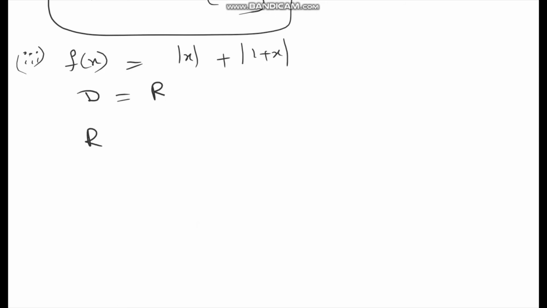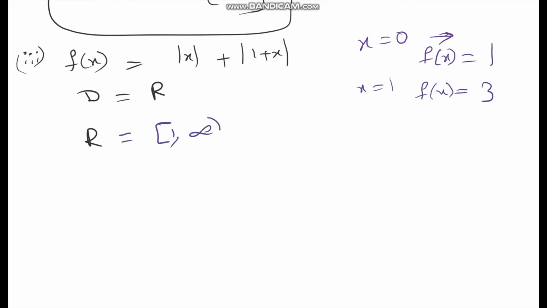And coming to range, if I put negative values, then the output is always positive. If I start with x equals 0, then f(x) will be equal to 1. And if x equals 1, f(x) is 3. So from 1 to infinity, I'll be getting the output. So range equals 1 to infinity. Even if I put the negative values here, I'll be getting the positive numbers. So range is from 1 to infinity.